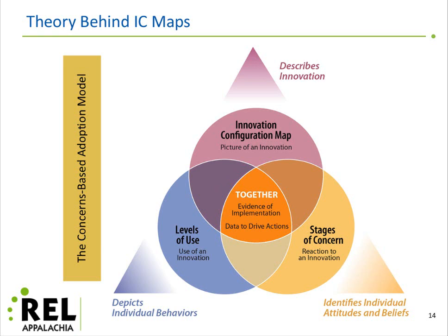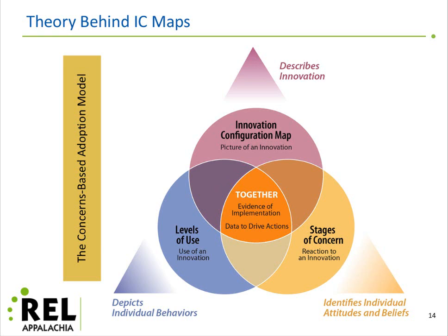So the graphic you see here depicts the 3 diagnostic dimensions of CBAM: innovation configuration maps, stages of concern, and levels of use. And then it also shows how they work together really to provide us with evidence of implementation and data that we can use and act on to support individuals and help move that implementation process forward in a positive and productive way.